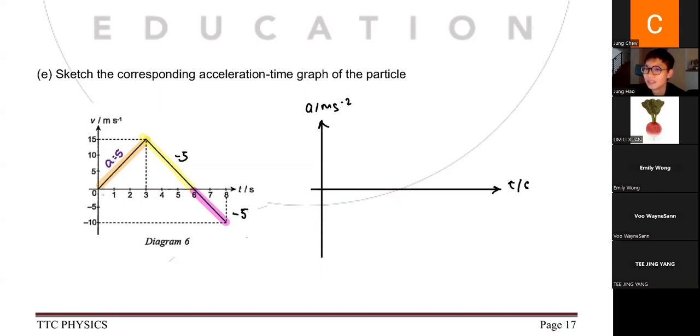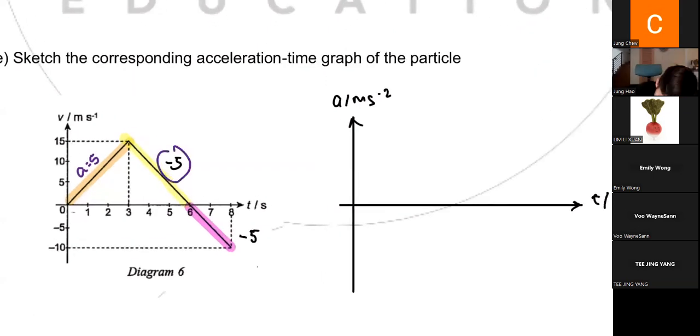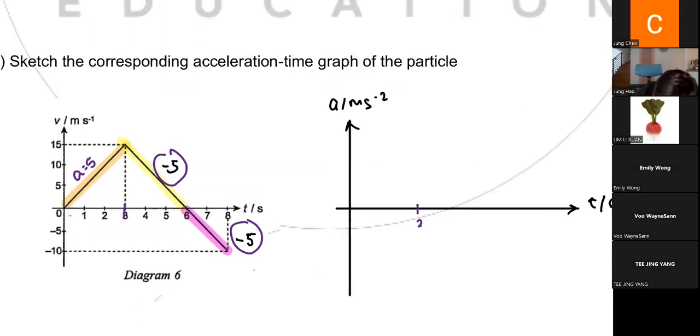Yes, right, correct. So therefore, if it is a straight line, that means the gradient is the same. Okay, now we've got 3, 6, 8. For the first 3 seconds, I realize that the acceleration is 5. So I'll draw it like that. This is 5. The acceleration is 5.